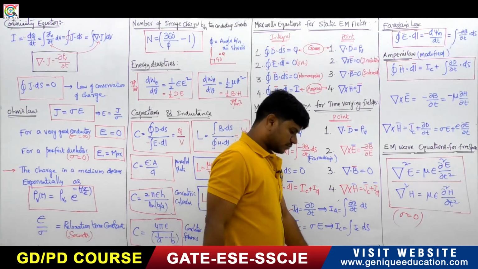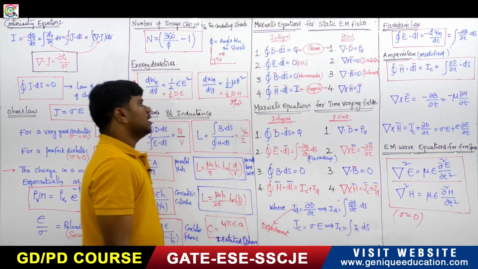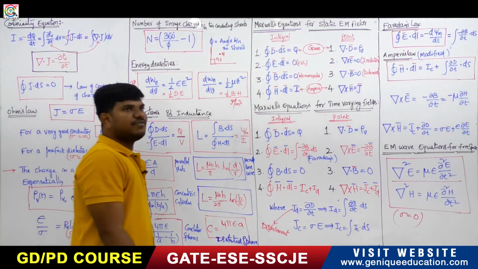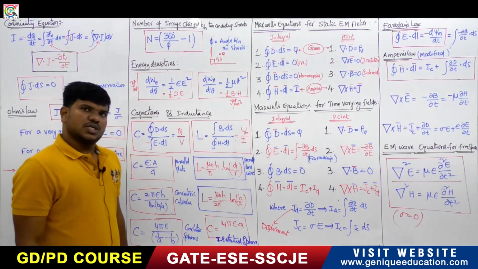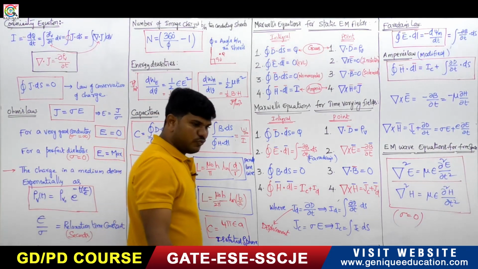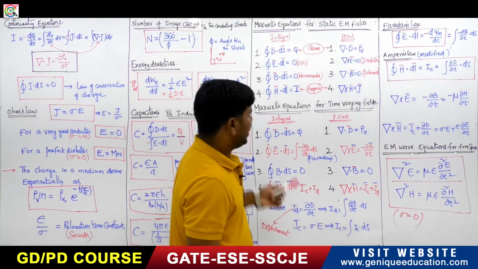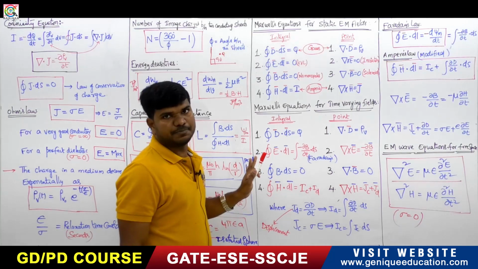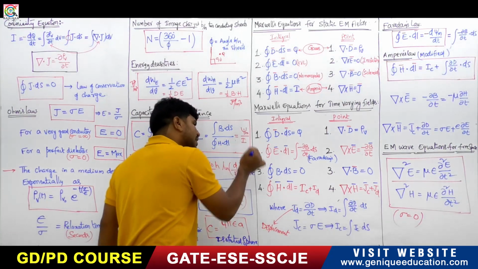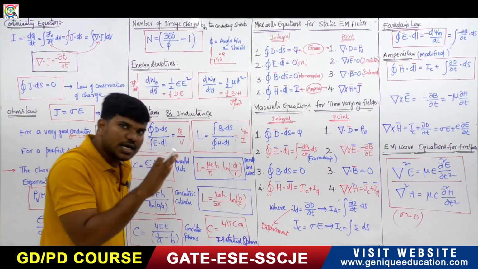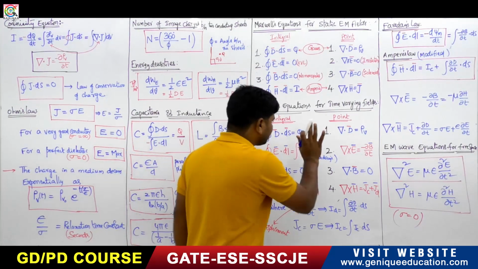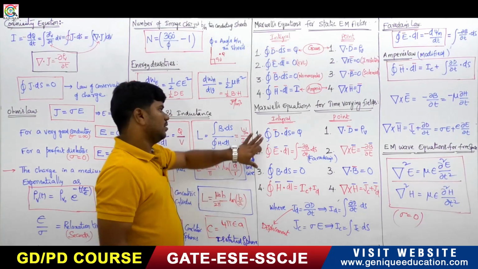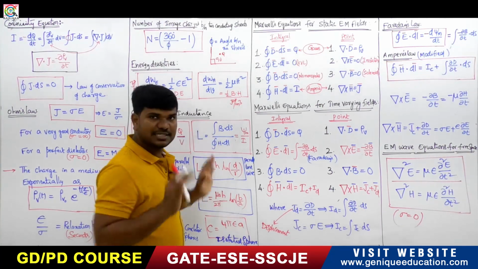Now come to the next topic, Maxwell's equations for time varying fields. Before coming to this, we should know one thing. Here the first and third equations are not at all changed. You should remember that. They remain the same.